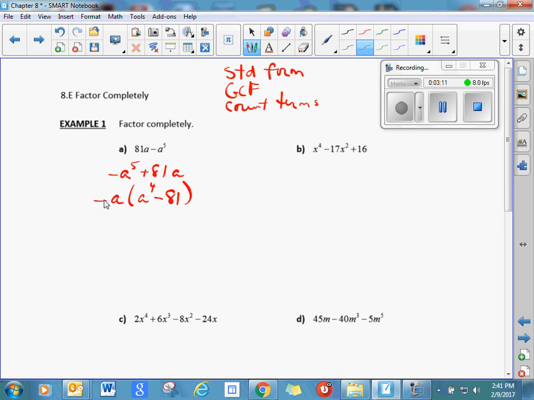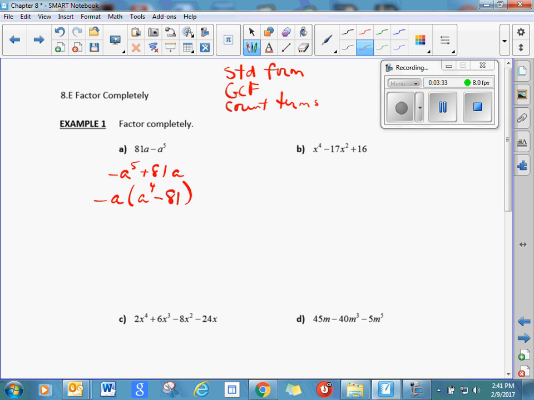Remember to check your work. Distribute back. Minus a times a to the fourth is minus a to the fifth. Minus a times minus 81 is a positive 81a. So we've done that. Now I'm going to look at the terms. This guy is just a leading factor. He doesn't have any terms. But this guy has two terms. And in fact, it is a difference of two squares.